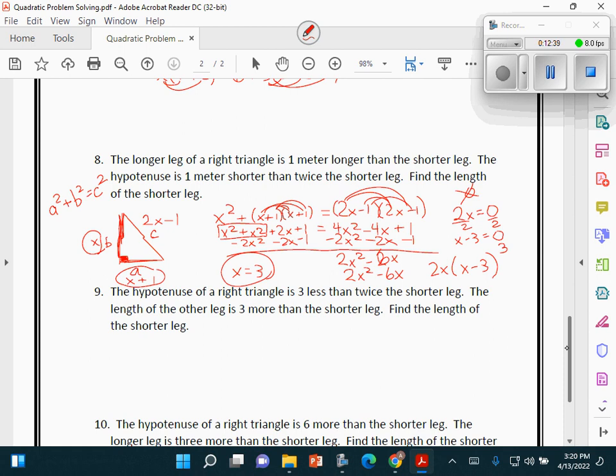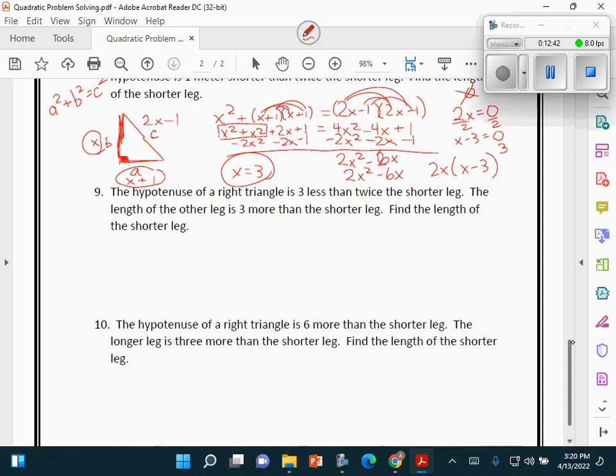I'm just going to help you set up the triangles for the next two. So you have a right triangle. The hypotenuse is 3 less than twice the shorter leg. The length of the other leg is 3 more than the shorter leg. So here's your shorter leg. Again, we're going to do a squared plus b squared equals c squared. So you're going to have to remember how to do your FOIL and then decide on a method. I'm just helping you write these problems out.